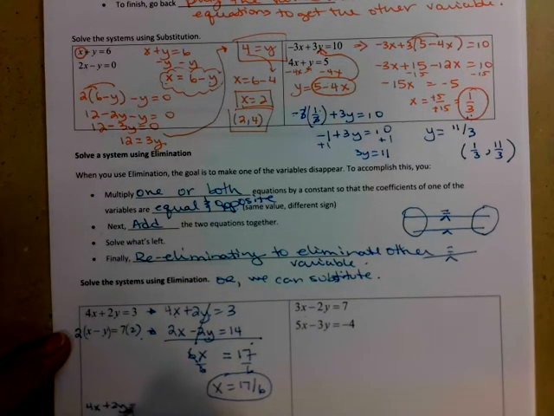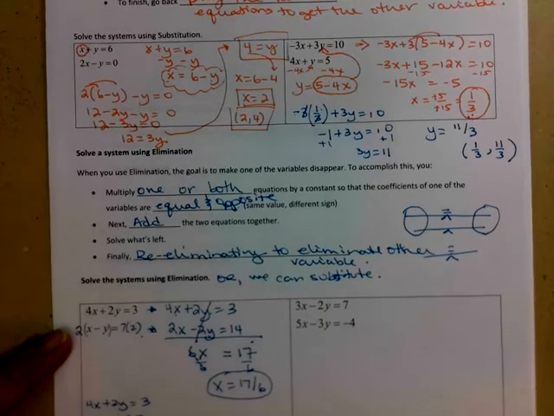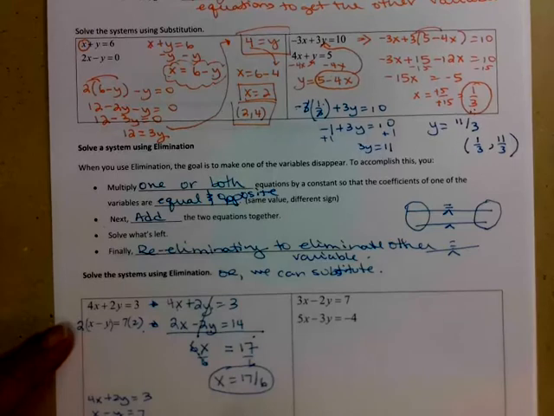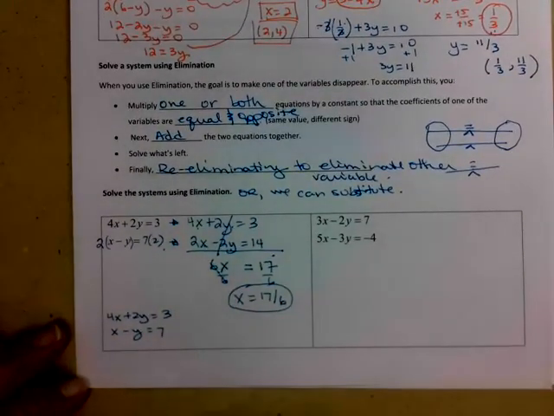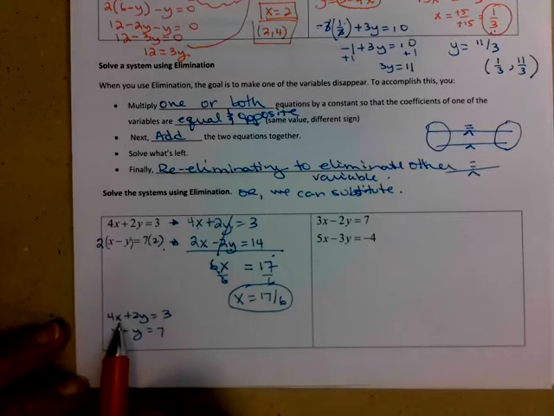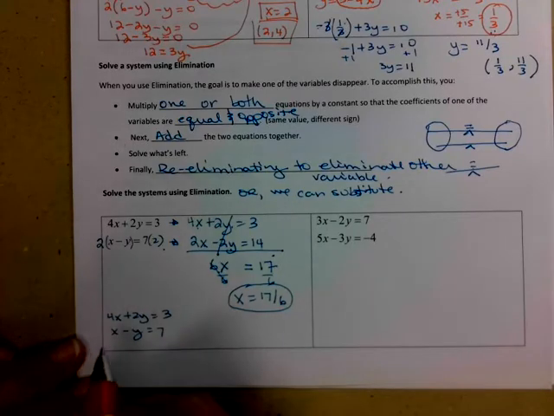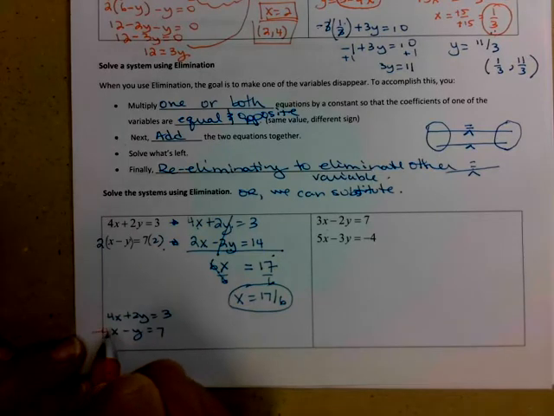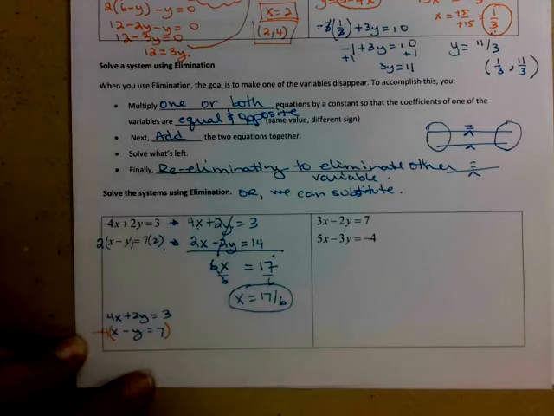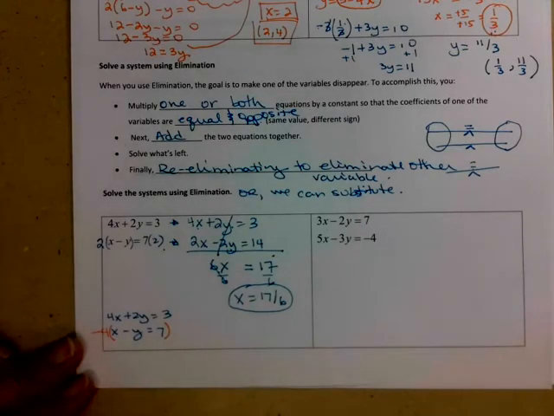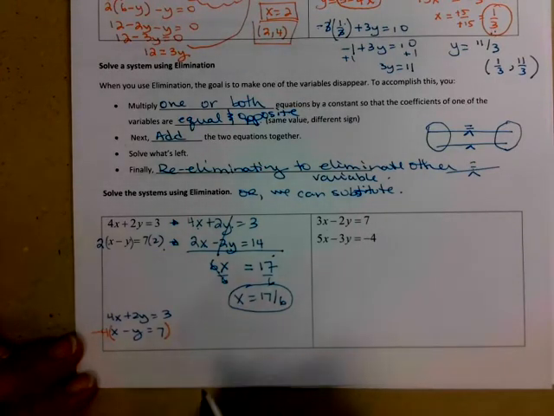4x plus 2y equals 3 and x minus y equals 7. So what would we multiply by to make the x's disappear? So I have a 4x on the top. I would need a negative 4x on the bottom, right? So I would multiply both sides of the equation. I'm going to kind of cheat here. I'm going to just make my parentheses super big. I'm going to distribute a negative 4 through the entire equation, okay?